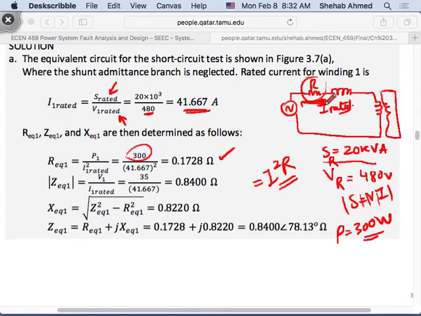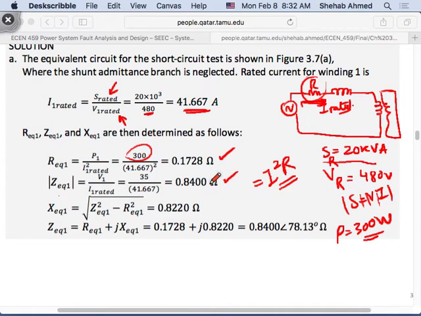And the value of the impedance as a magnitude is nothing but the magnitude of the voltage divided by the magnitude of the current, right? Voltage divided by current is going to give you the magnitude of this impedance. So I got the magnitude of the impedance as well.